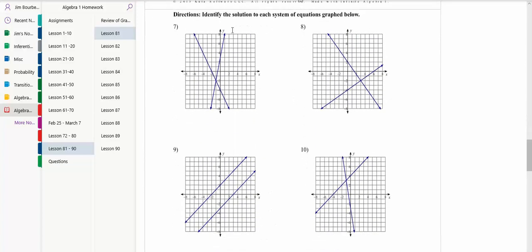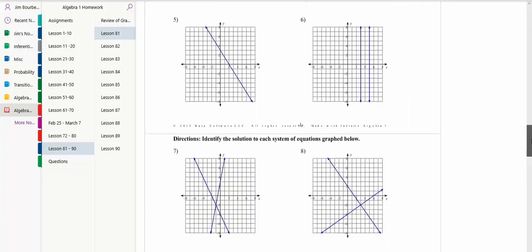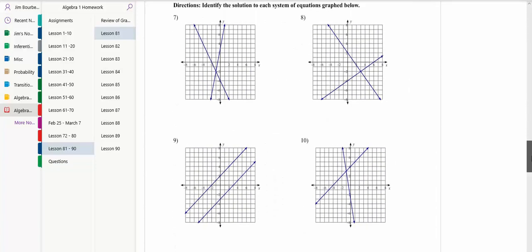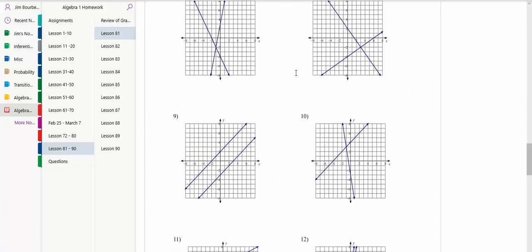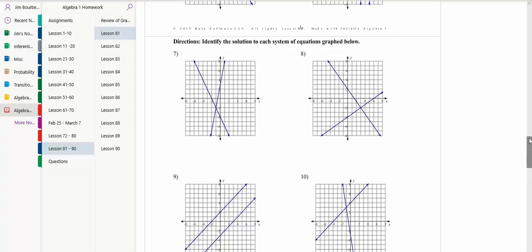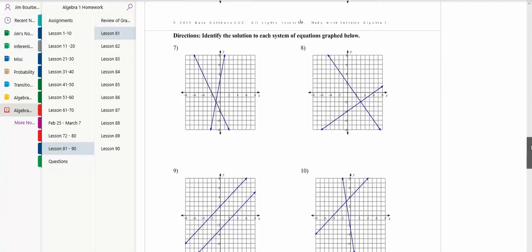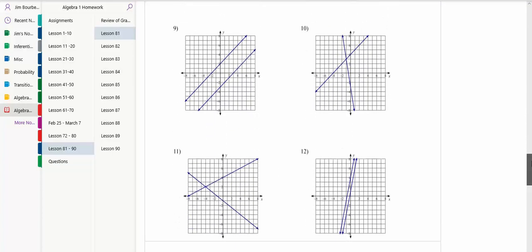And then finally, here I want you to actually identify the solution. So before you were just telling me whether or not they're consistent, inconsistent, or dependent. Now you need to actually look at the graphs and try to find the solution for whatever system of equations these lines happen to represent, and write down your solution. So you'll have to approximate it as close as you are able to, because again, graphing is a little bit of guesswork when we start looking for those solutions.